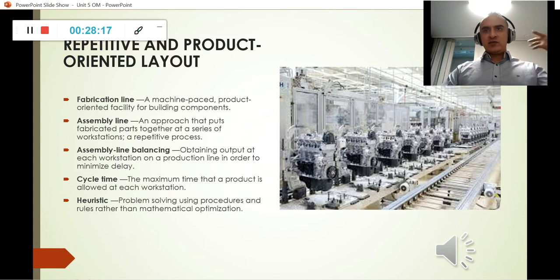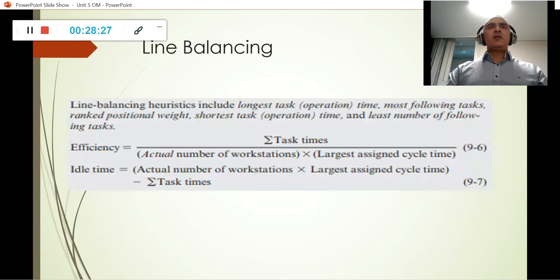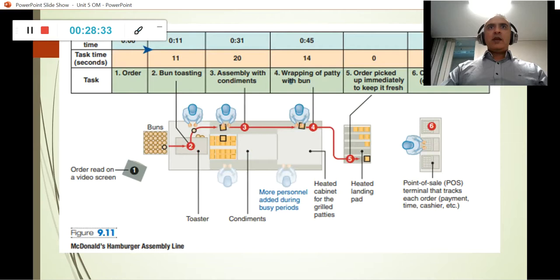When we're doing this repetitive product-oriented layout, we're also always talking about line balancing. So what is line balancing? It means that we are going to put the employees in certain places so that they do different things, maybe at the same time, right? So we maximize, the same thing that we did with PERT. We do it also in terms of positioning. The last time we talked about time management; in this case, we're talking about position management, where we're going to put employees so that this product or this process becomes more effective.